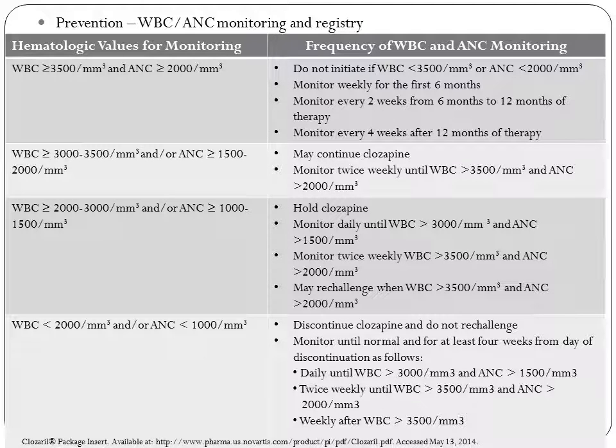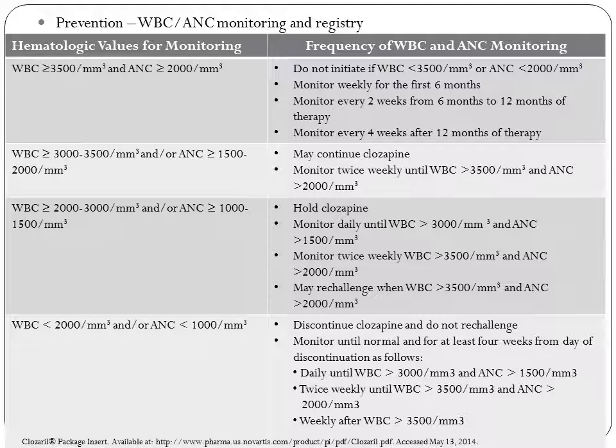There's a lot going on this slide. This is from the Clozaril package insert and kind of just goes through appropriate monitoring. What I really want to highlight here is that when you start a patient on clozapine, they have to get their WBC and ANC checked weekly for the first 6 months. Then from months 6 to 12, you'll check it every 2 weeks. And after 12 months of therapy, you have to check their WBC and ANC every 4 weeks. So even if they've been on the therapy for 10 years, you're still checking that blood count every 4 weeks.